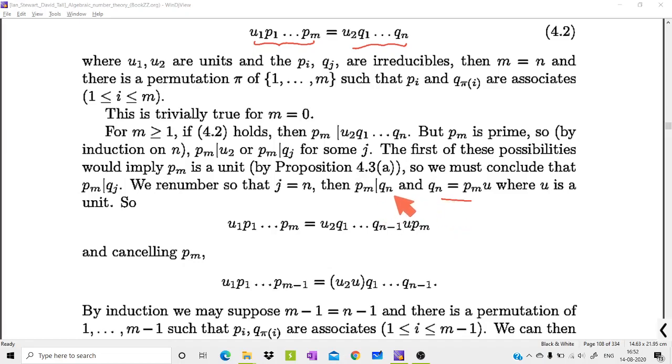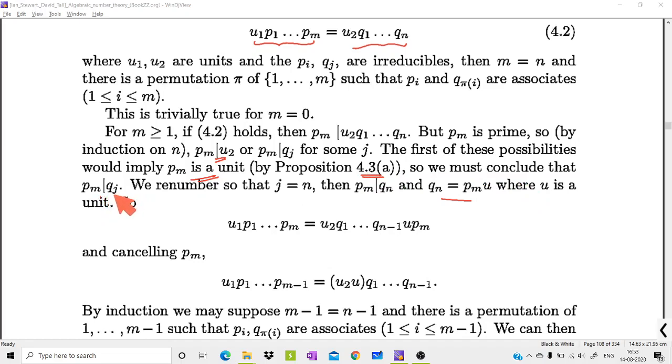This is because Pm divides this factor, which means Pm divides one of these factors. If Pm divides U2, we get that Pm is a unit. Otherwise, Pm divides this Qj. That means the first possibility, Pm divides U2, makes Pm a unit. We know from proposition 4.3a that a divisor of any unit is a unit itself. So we must conclude that Pm is equal to Qj.